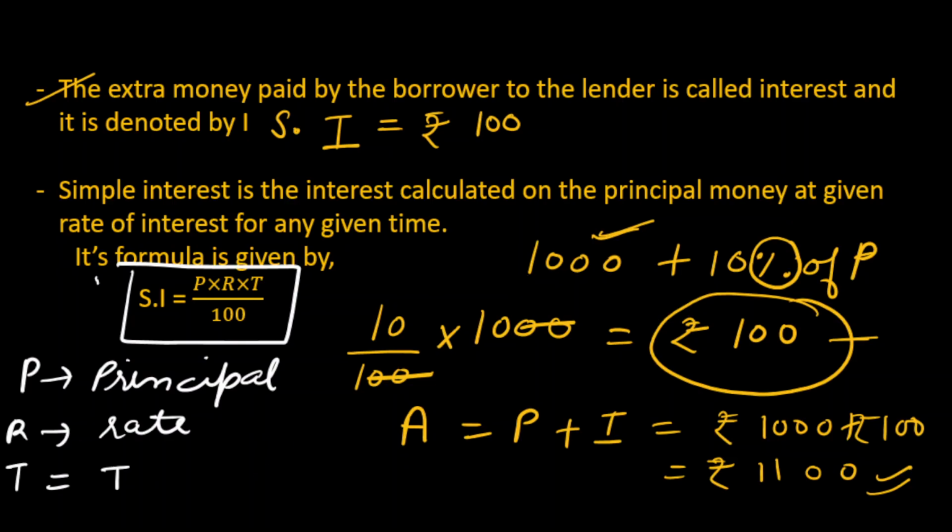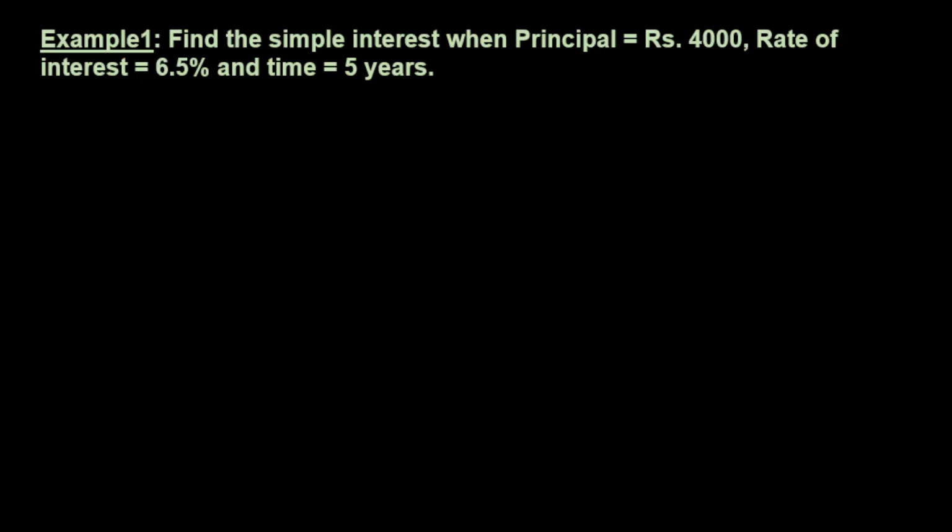So this formula we will use, and for amount, the total amount which we are paying after a certain period of time, this can be calculated using this formula: A is equal to P plus I. Now let's do few examples and understand the concept in a better way. So example 1. Find the simple interest when principal, P, is given to us as rupees 4,000.